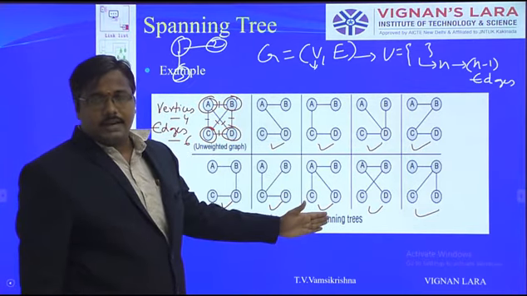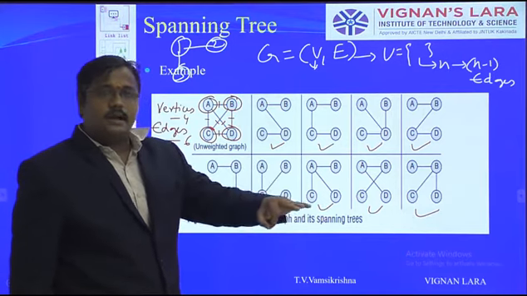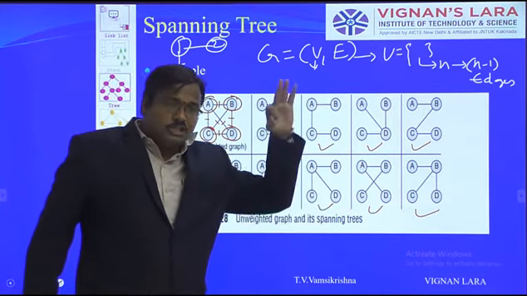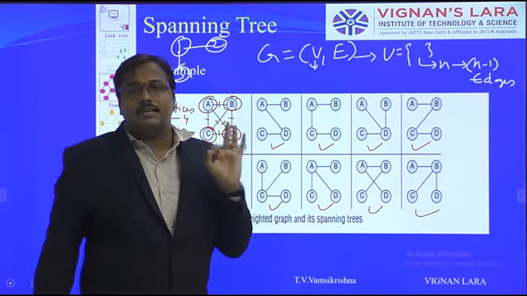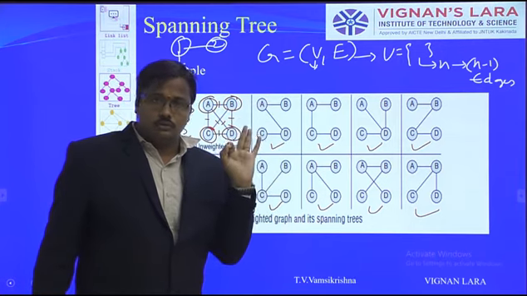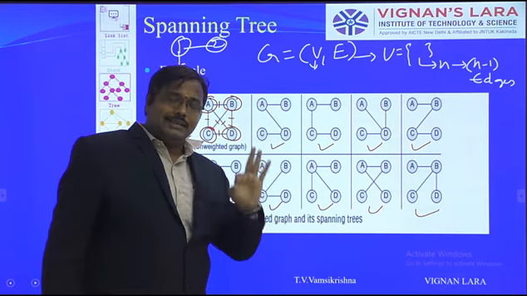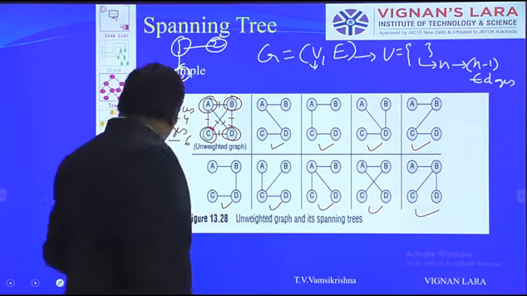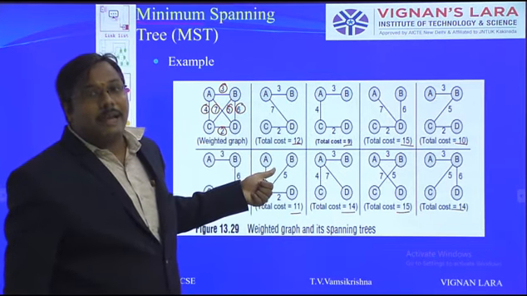Sometimes they ask this kind of question: draw the spanning trees, or set of spanning trees, or possible spanning trees for the given graph. So we need to draw each and every spanning tree. How many possible spanning trees there are, you have to find out initially. Then we have to draw each and every spanning tree. The other kind of problem is to find the minimal spanning tree.